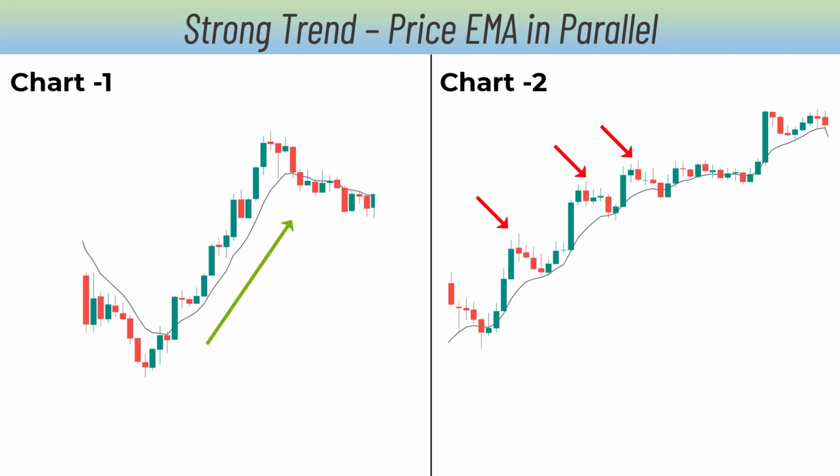On reaching the 8 exponential moving average, the buyers again enter and push the price to higher levels. But in this case also, the buyers are strong enough to cancel out the selling and make the move towards the upside.